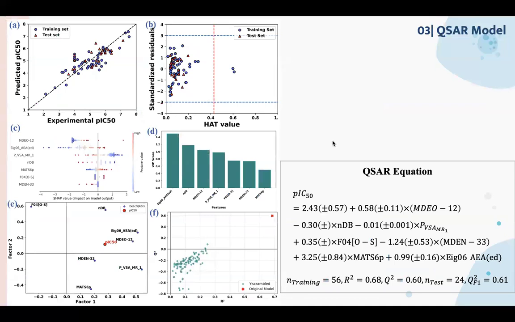Our QSAR model was built using 56 training compounds and proved statistically robust with an R-square of 0.68. We identified 7 key molecular descriptors that govern anti-Nipah activity. Specifically, descriptors like MDEL12 and EIG06AA showed the strongest positive impact on a molecule's predicted effectiveness, providing a clear roadmap for what makes a successful inhibitor in this system.